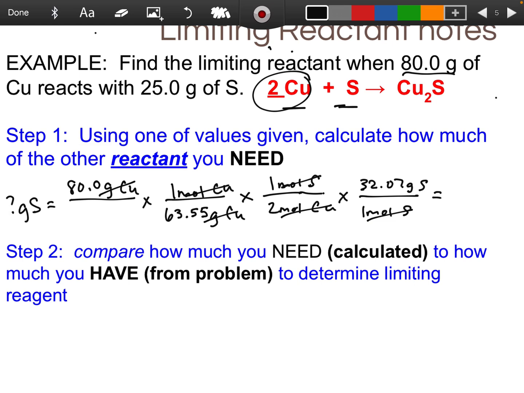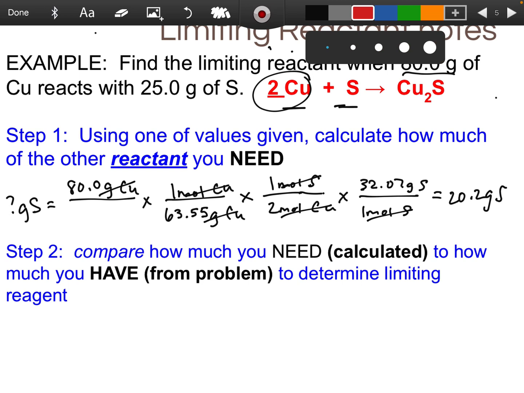and you divide by all the numbers along the bottom. Whoops. Sorry, one of my numbers didn't register. So we end up with 20.186. With 3 sig figs, we'd end up with 20.2 grams of sulfur. So this is how much sulfur is needed for all 80 grams of copper to react.